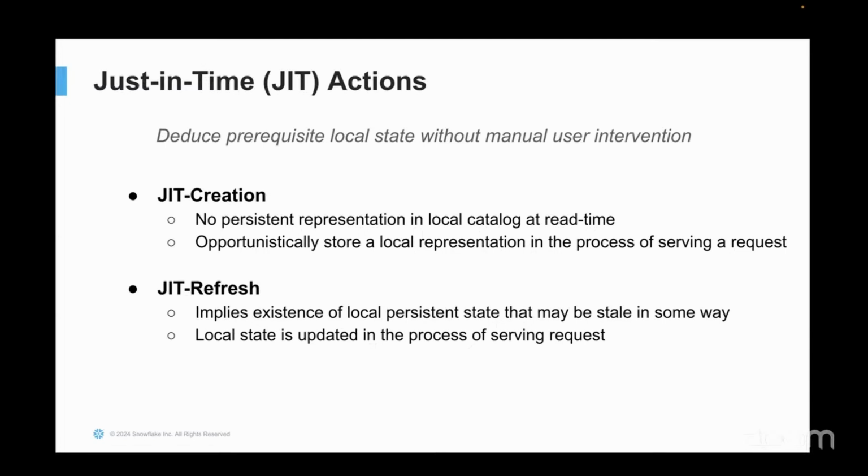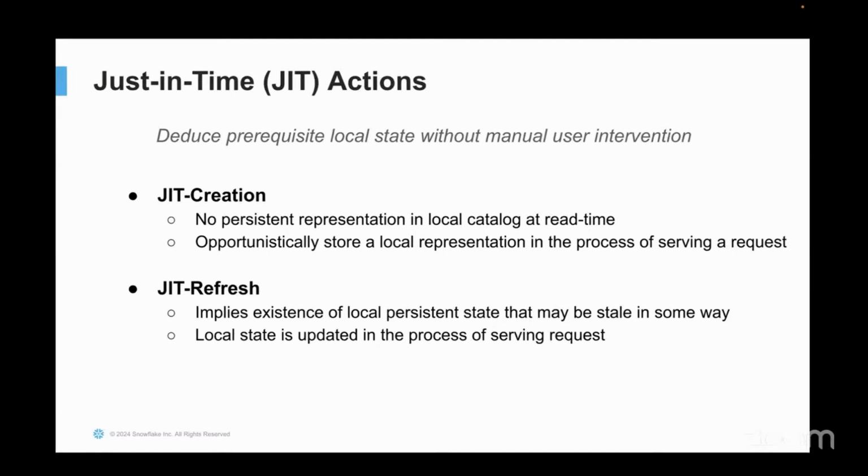The idea being that with just-in-time actions, like just-in-time creation, we want to take away the burden from the user of having to think about setting up that local state preemptively, and just see how far we can go by deducing the prerequisite local state without that intervention. In this way, we can have things that feel like really hands-off federation, and yet we can still get the benefits of features that might need local state.